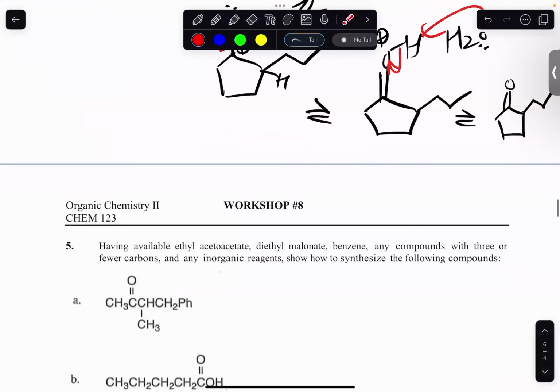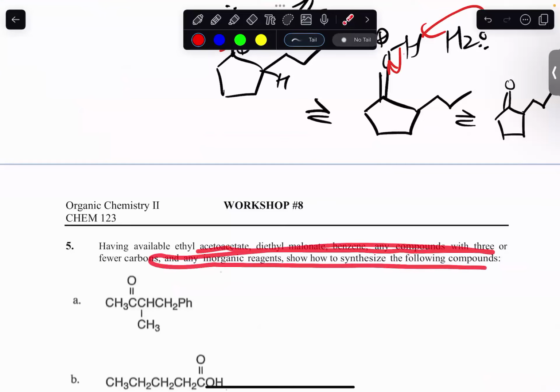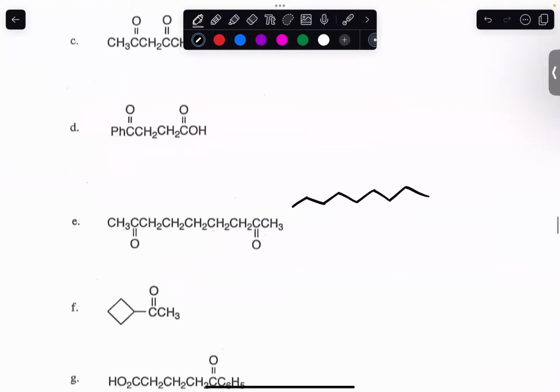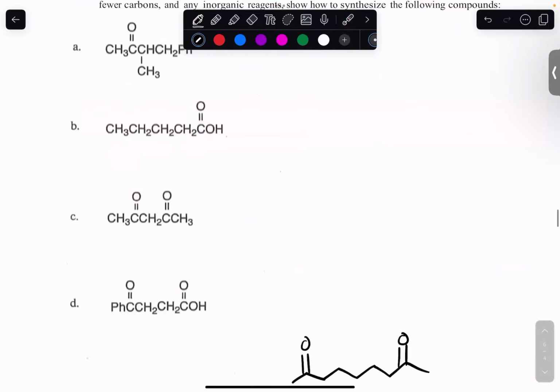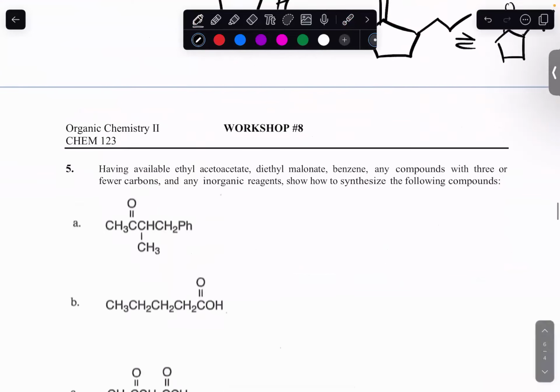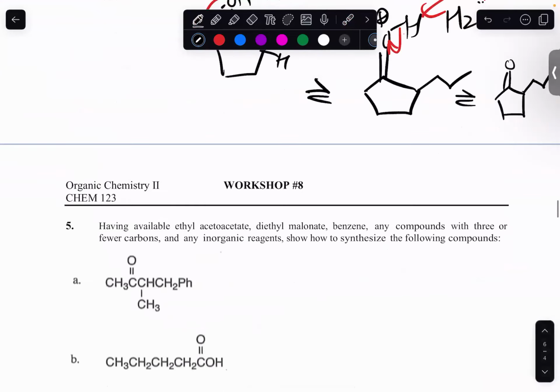Let's see. Ethyl acetate, diester or food synthesize. Okay, let's draw this E out. 1, 2, 3, 4, 5, 6, 7, 8, 9. 2, 3, 4, 5, 6, 7, 8, 9. Ethyl acetoacetate or ethyl malonate, benzene. Let me see what this is.